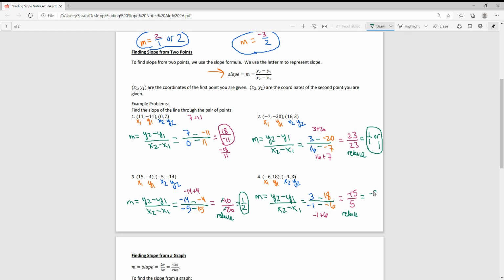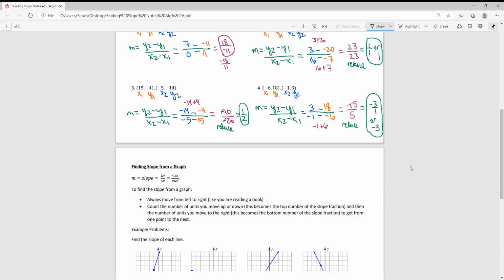Negative 15 divided by 5 is negative 3. 5 divided by 5 is 1. Or you can just straight up think, what is negative 15 divided by 5? It is negative 3. So you can either write negative 3 over 1 or negative 3 as a final answer for those two, or for that one.